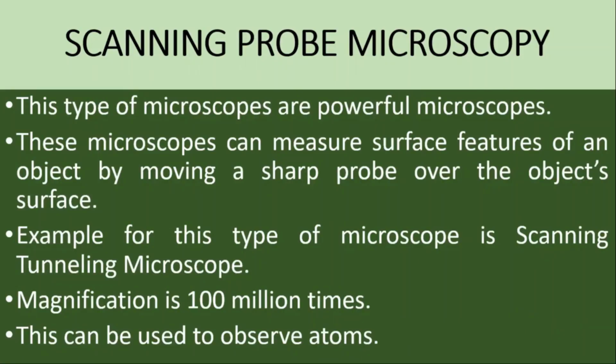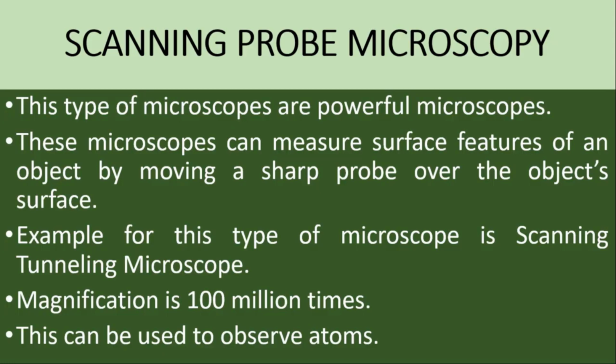Scanning probe microscopy. This type of microscope is very powerful. These microscopes can measure surface features of an object by moving a sharp probe over the object's surface. Here the peculiarity is that a probe is there. That's why it is called scanning probe microscopy. The probe or projection helps to observe particular specimens or cells. An example of this type of microscope is the scanning tunneling microscope.